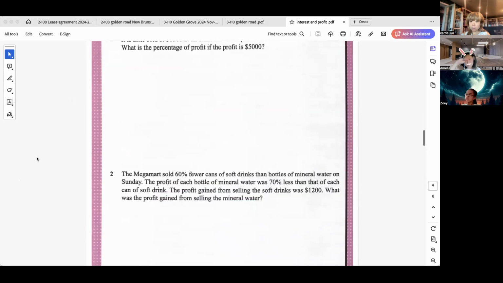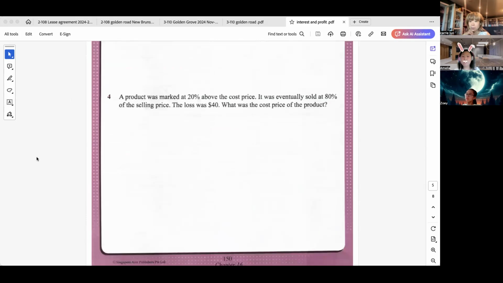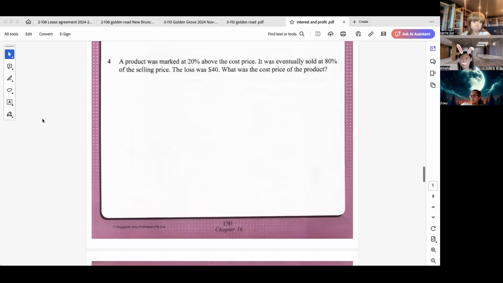Okay, so we just take a look at the last question. The products were marketed 20% above the cost price, and they eventually sold at 80% of the selling price. The loss was $40. What was the cost price of the product? Okay, 那我直接教大家做了啊。The product, do we know the product? How much it cost? 不知道，100块钱。Why 100?